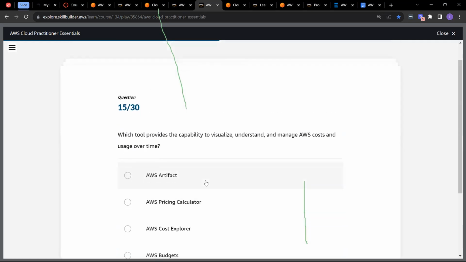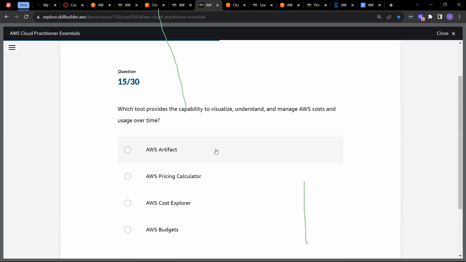All right. So which tool provides the capability to visualize, understand, and manage AWS cost and usage over time? Calculator and Explorer. Over time. The Explorer. So we are looking at usage.